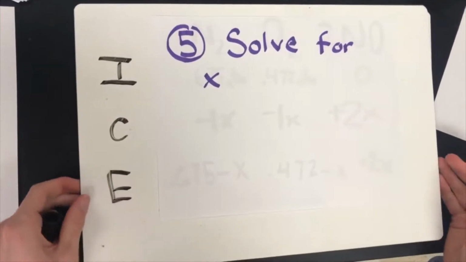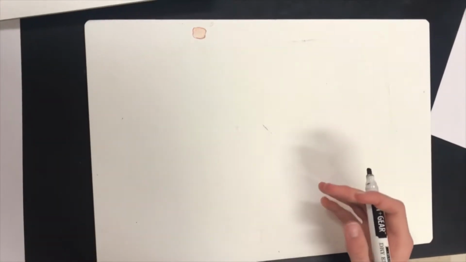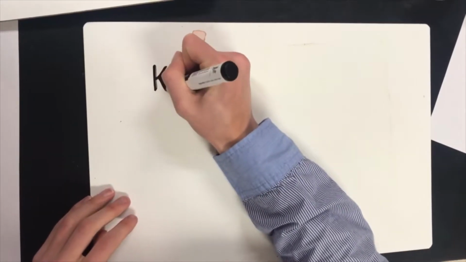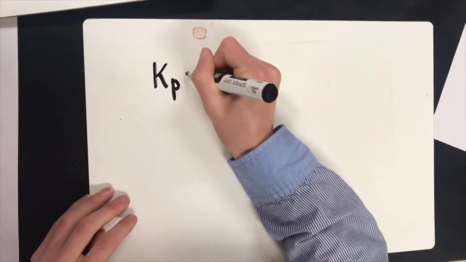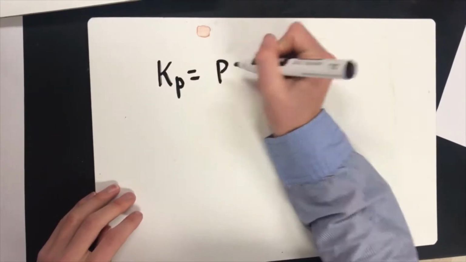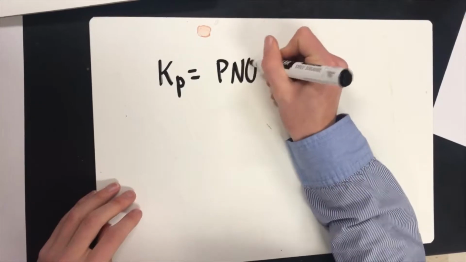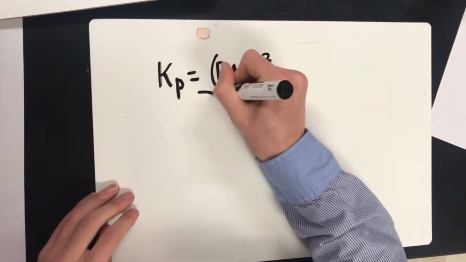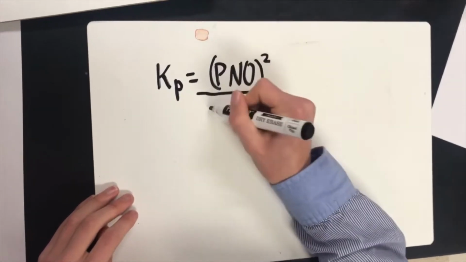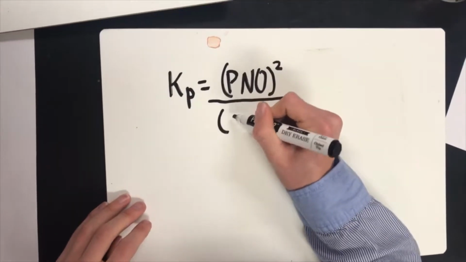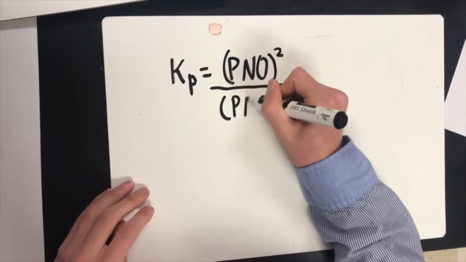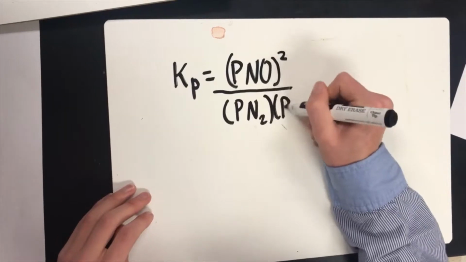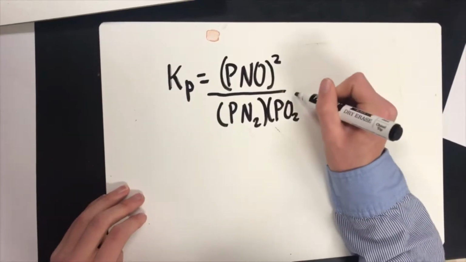Next, we have to solve for x. In order to do that, we have to first write the Kp equilibrium expression. In this case, it will be Kp equals P of NO, squared. We use parentheses because we are talking about a gas. In the denominator, we will have P of N2 and P of O2.